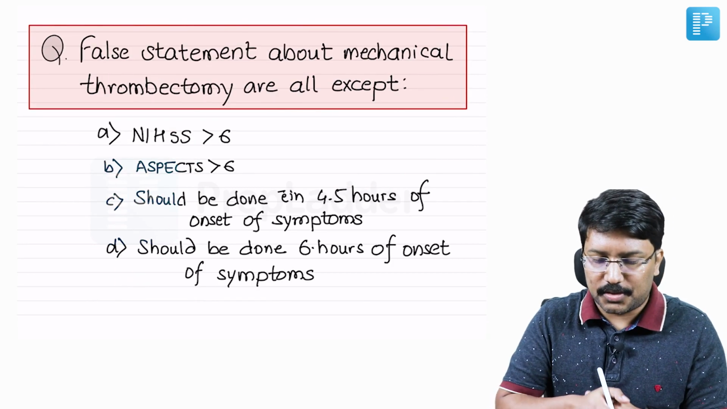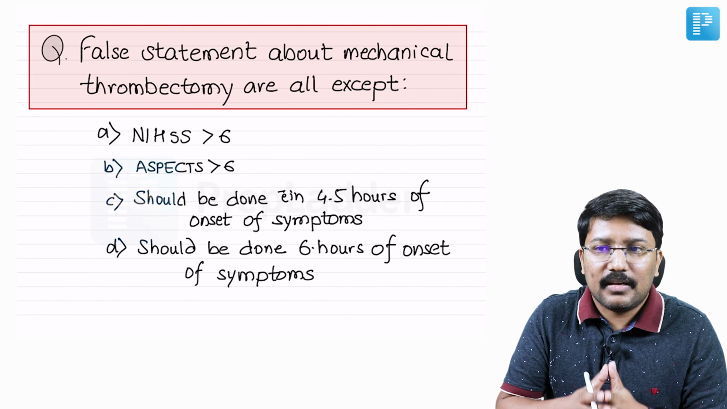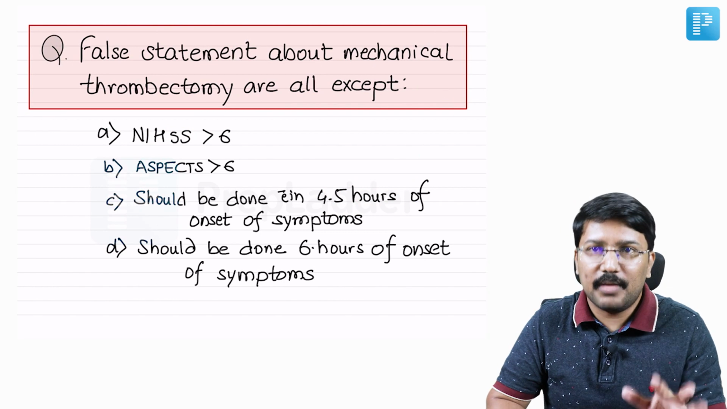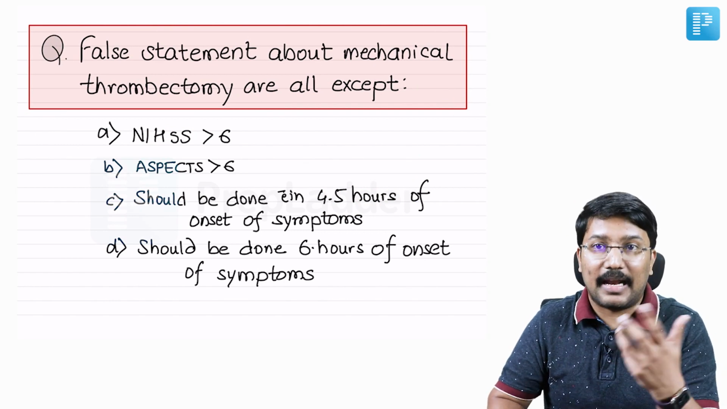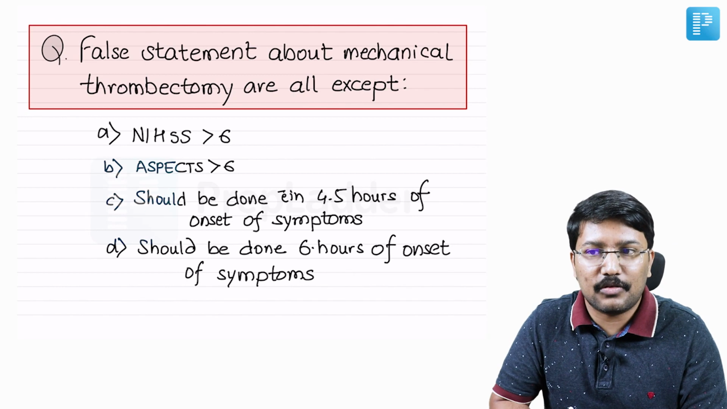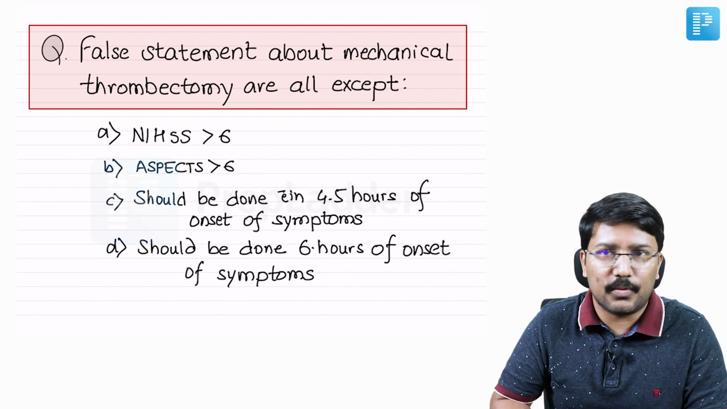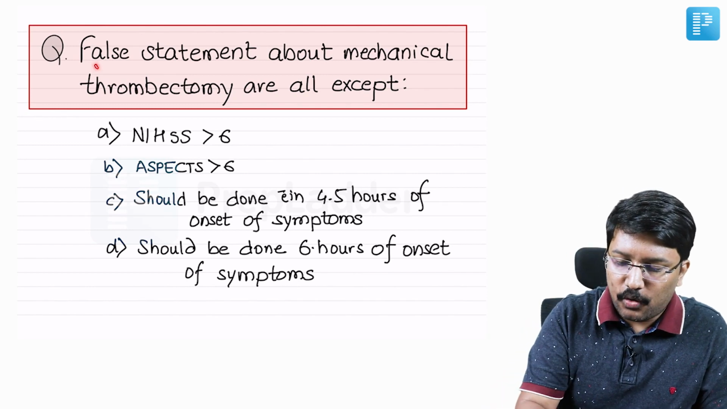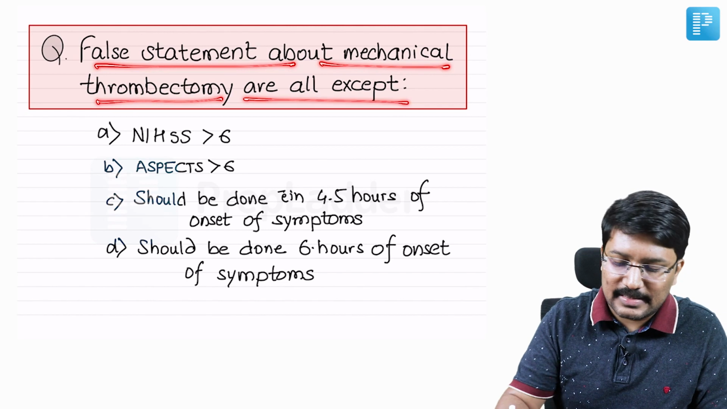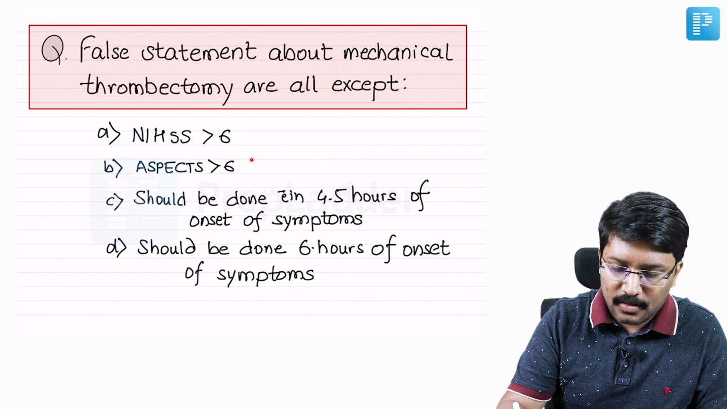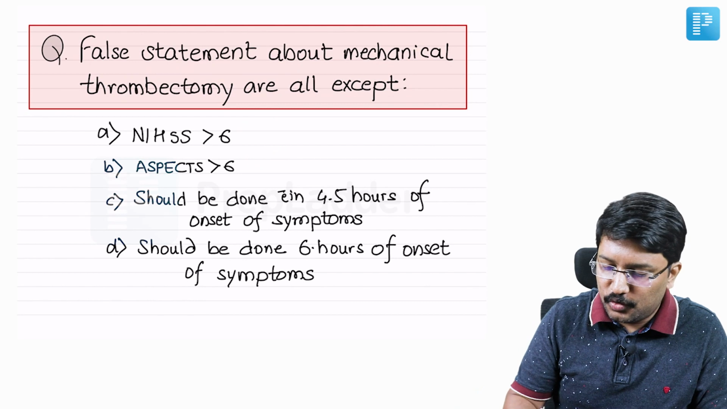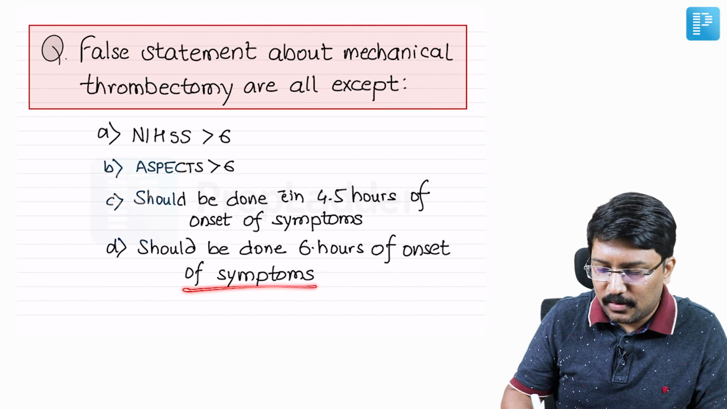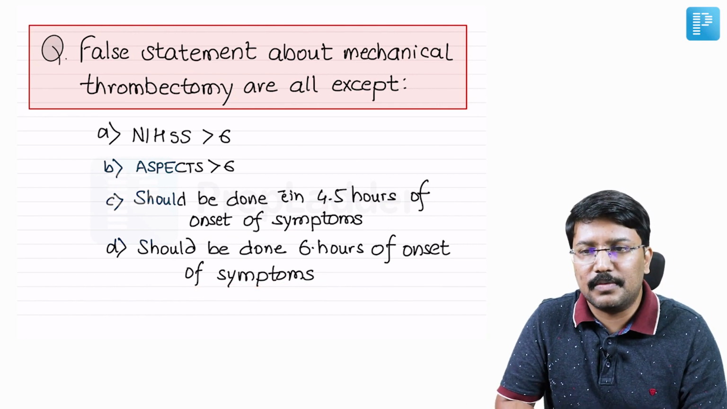Okay, let's move to the next question now. False statement about mechanical thrombectomy are all except, right? Okay, this is also a pretty much anticipated question, right? Safal had covered at length the mechanical thrombectomy in patients with stroke, the carotid stenosis. He had discussed it at length, right? So just let me take you to the question. False statement about mechanical thrombectomy are all except: NIHSS score more than 6, ASPECT score more than 6, should be done within 4.5 hours of onset of symptoms, or should be done within 6 hours of the onset of symptoms.